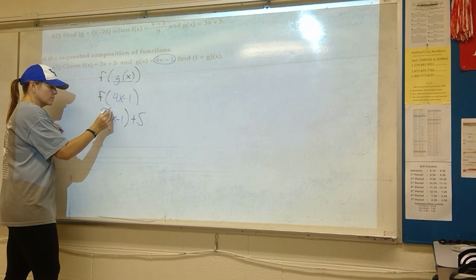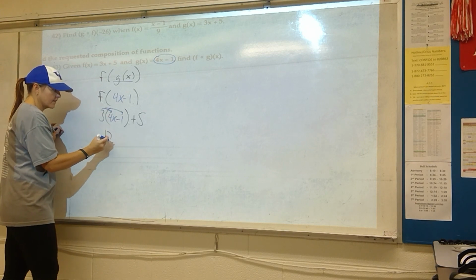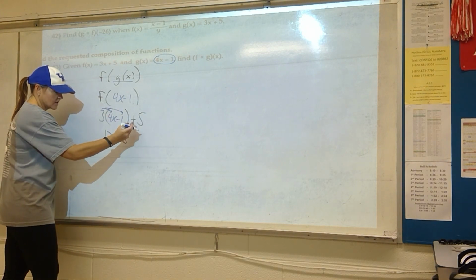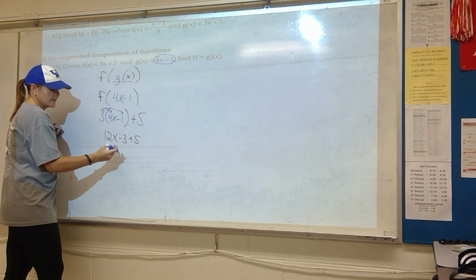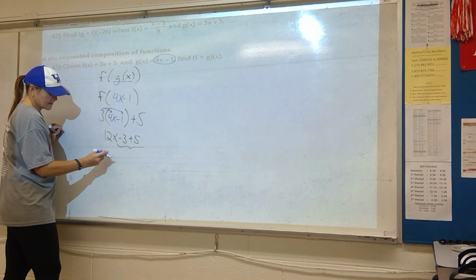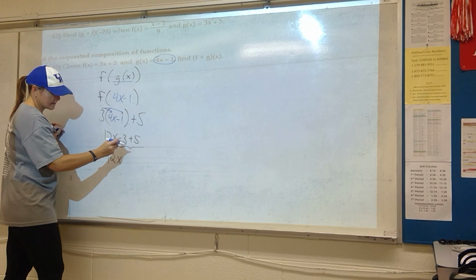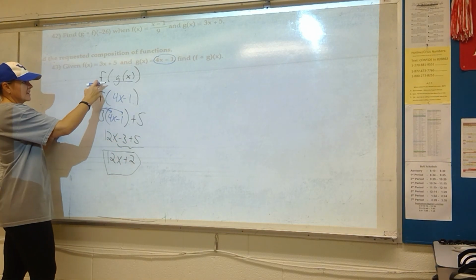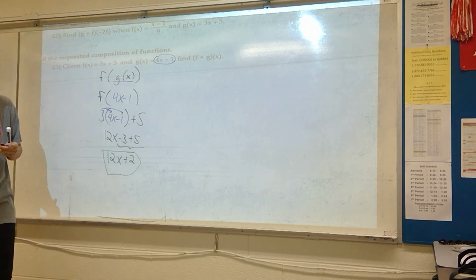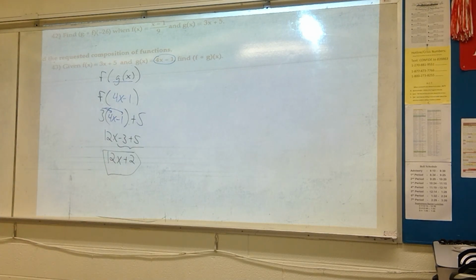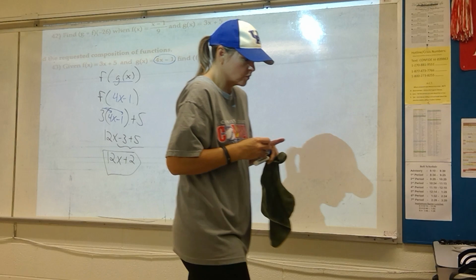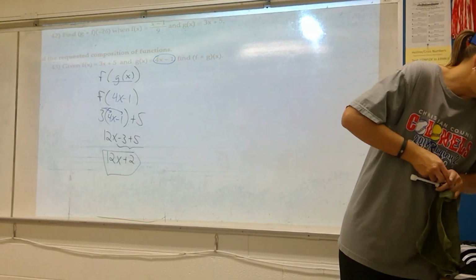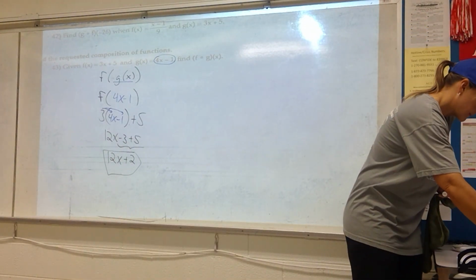You're going to distribute and then combine like terms. We have 12x minus 3, bring down the plus 5. Negative 3 plus 5 are like terms. Bring down your 12x, negative 3 plus 5, positive 2. So the f of g of x is 12x plus 2. 12x plus 2.